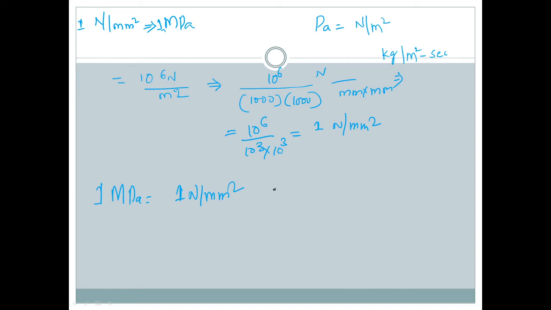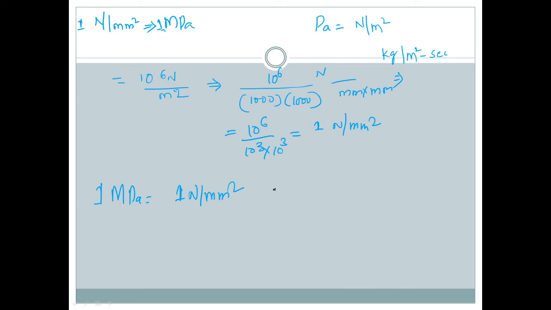Now we'll go for the different types of stresses. What are the different types of stresses you are going to get in strength of materials? So normal stress means the stress which occurs normal to a plane. When a component is subjected to load, the resisting force is going to occur over a normal surface. That stress we are going to call a normal stress.